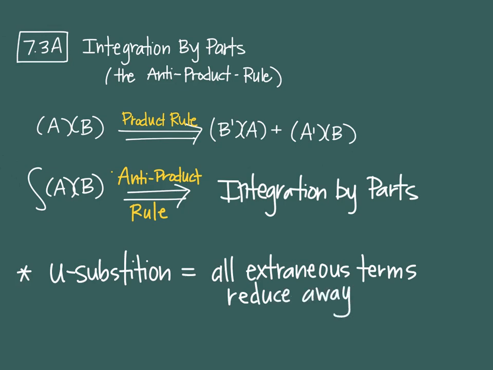And if they didn't reduce away, then what did that usually mean? You hadn't chosen your U very well. But again, all of the problems were designed so that the right U choice would work. So then, of course, that means, what if those problems aren't designed that way? What if there's a problem where I've chosen every possible U substitution, and all the extraneous terms don't reduce away? I need another strategy, and that's where integration by parts comes in. We call it parts because there's two parts. There's a U part and there's another part, a secondary part.